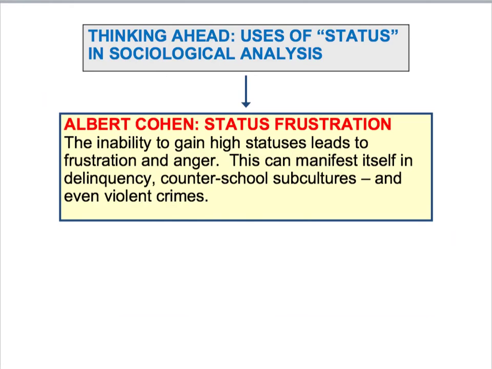And another study that makes a similar argument about status anxiety and frustration, and one that we'll look at in more detail when we tackle the youth culture topic, is a very old sociological study from America based on the work of Albert Cohen. And Albert Cohen talks about status frustration. So his argument is that the inability to gain high social status can lead to frustration and anger, and he argues this can manifest itself in a variety of ways. This can lead to delinquency, this can lead to the development of counter-school subcultures.